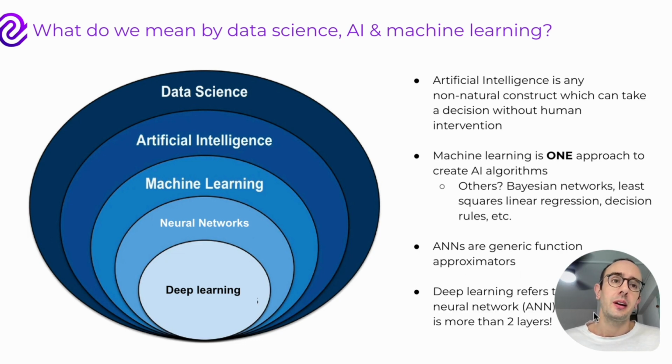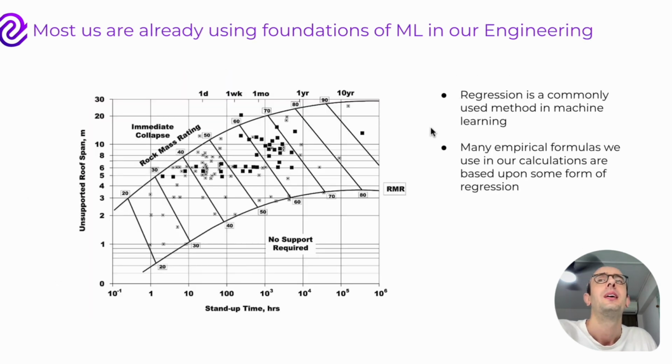And basically, deep learning is a neural network that has more than 2 layers. So it is a more advanced or more powerful version of just a neural network. So that's very high level, very quick, but these are some definitions.